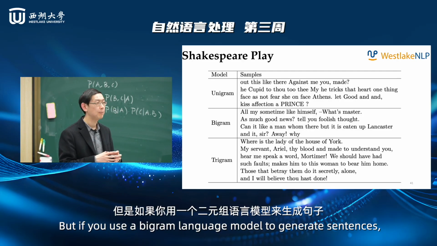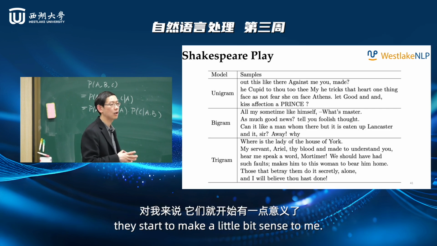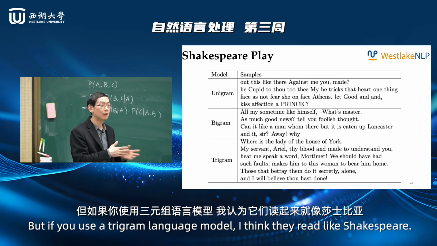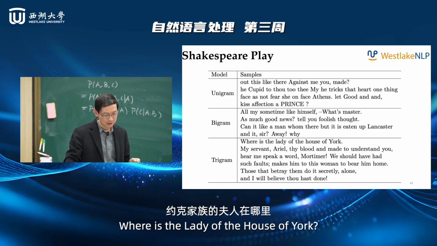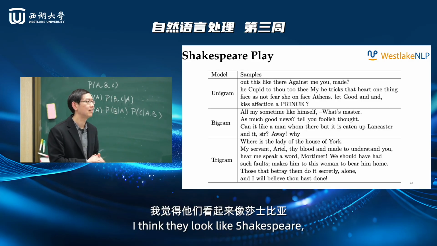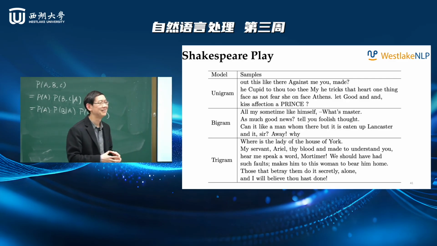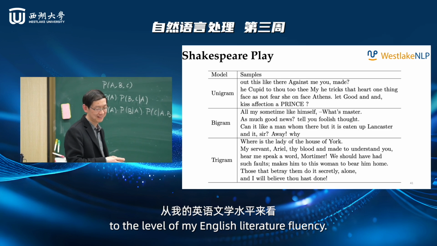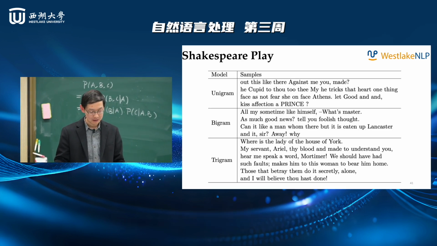But if you use a bigram language model to generate sentences, they start to make a little bit of sense to me. Okay? You read it yourself. But if you use a trigram language model, I think they read like Shakespeare. Where is the lady of the house of York? Okay, I think they look like Shakespeare, to the level of my English literature fluency. All right.